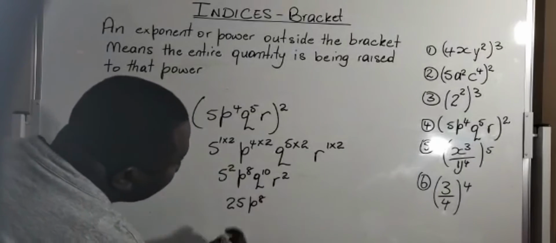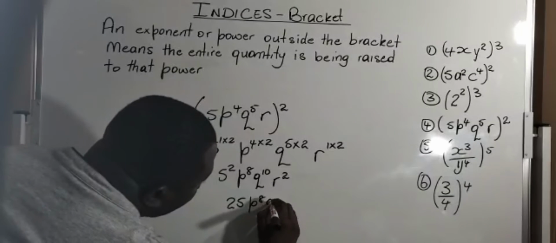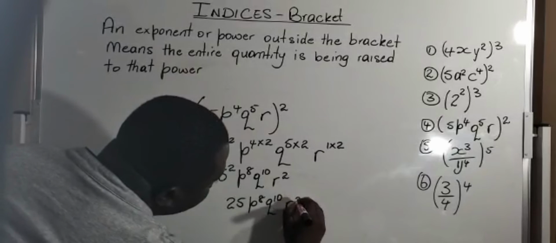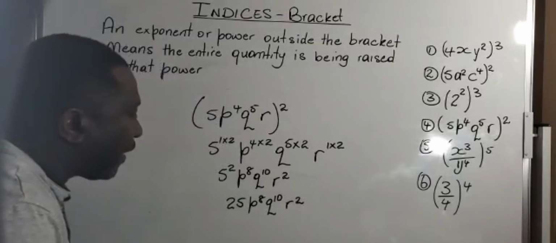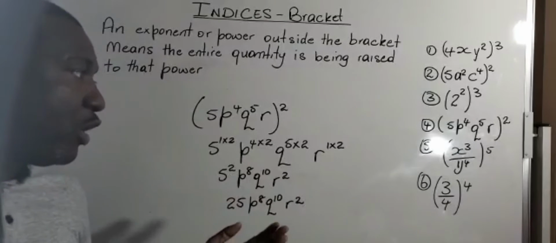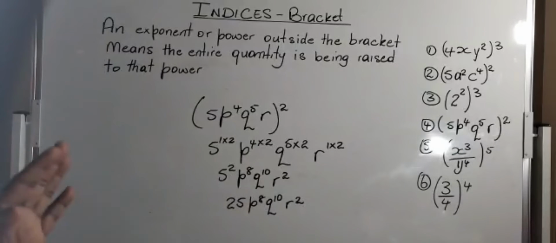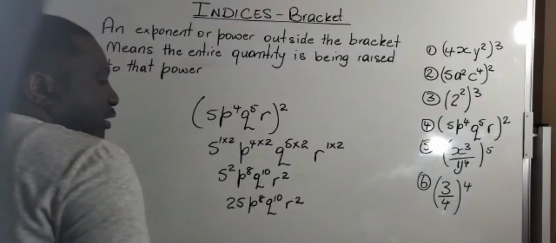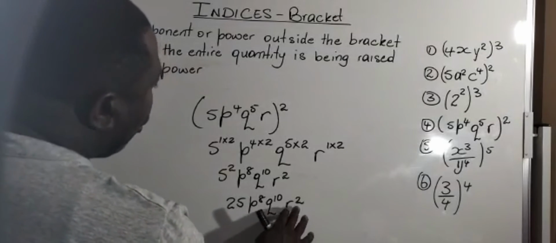P to the 8th, Q to the 10th, and R to the 2nd in its simplest form. Remember, we are simplifying the quantity. The final outcome for number 4: 25, P to the 8th, Q to the 10th, and R to the 2nd.